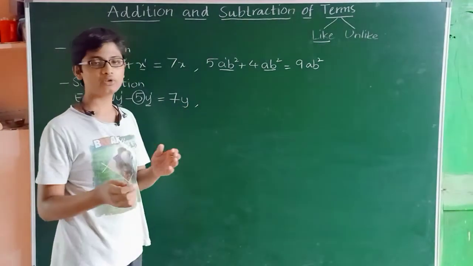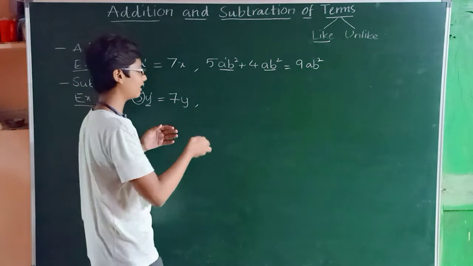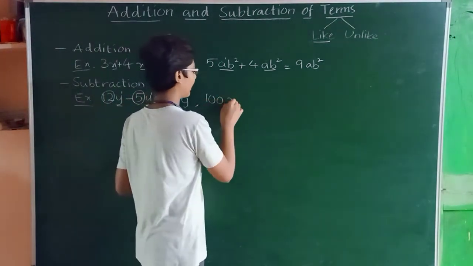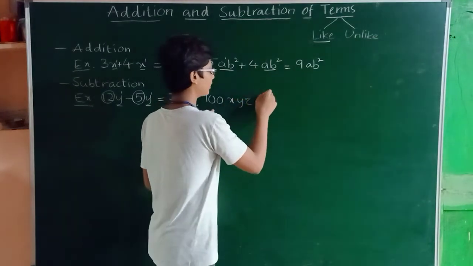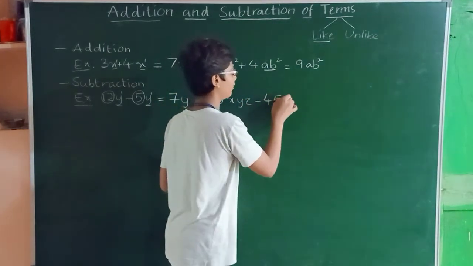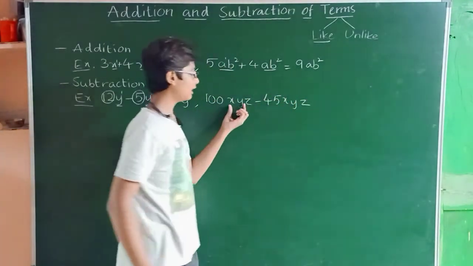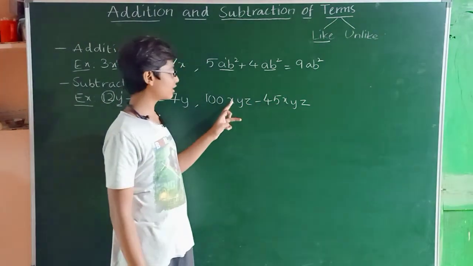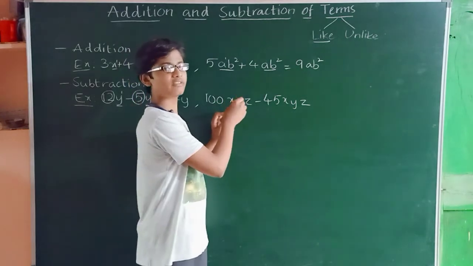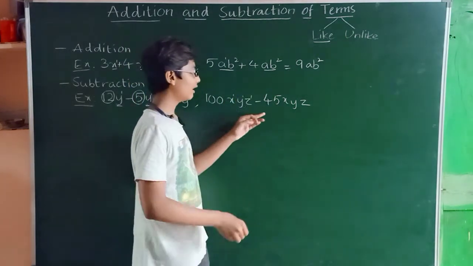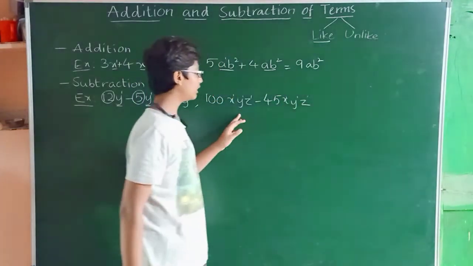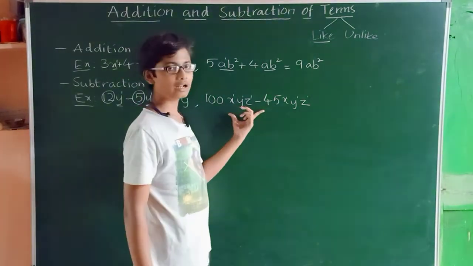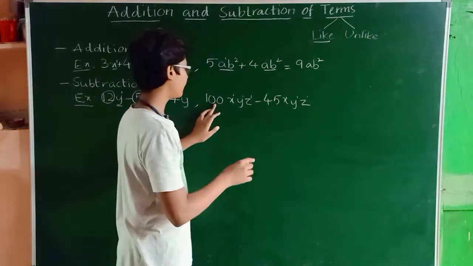Then after, let's take another example. 100xyz minus 45xyz. Here the variables are xyz, here also xyz. The powers of xyz are 1, 1, 1 here, and here also 1, 1, 1. So the variables and their exponents are equal, so these both are called like terms. Now they can be subtracted.